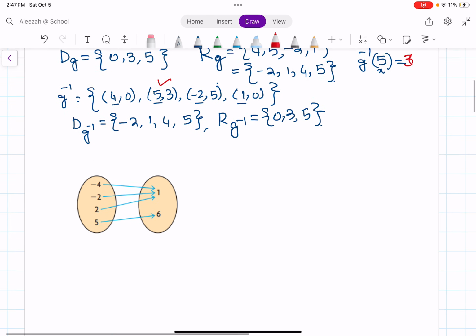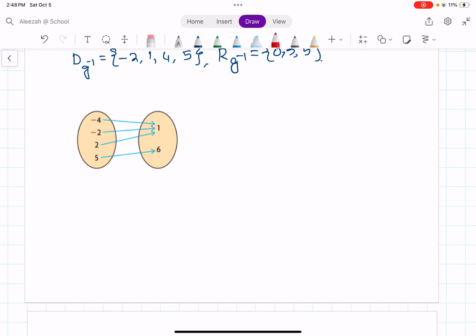Next, we have another representation of a function or a relation, which is called the mapping diagram. Here we can name it h. These are my x values and these are my y values. All these x values make the domain and all the y values make the range. So the domain of h will be -4, -2, 2, and 5, and the range will be 1 and 6.